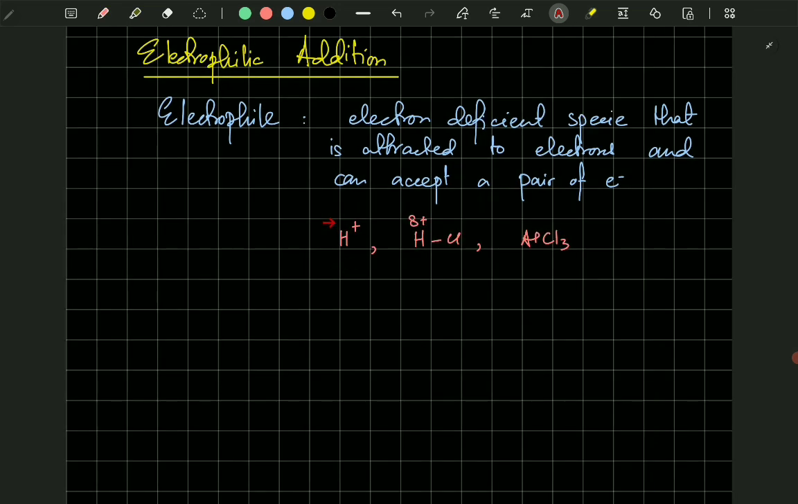So it's something that is positive, or it could be slightly positive, that will also be attracted to electrons, or it could be something that is electron deficient. For example, aluminium over here does not have a complete octet. It needs 2 electrons, so it's going to try and look for 2 electrons somewhere.